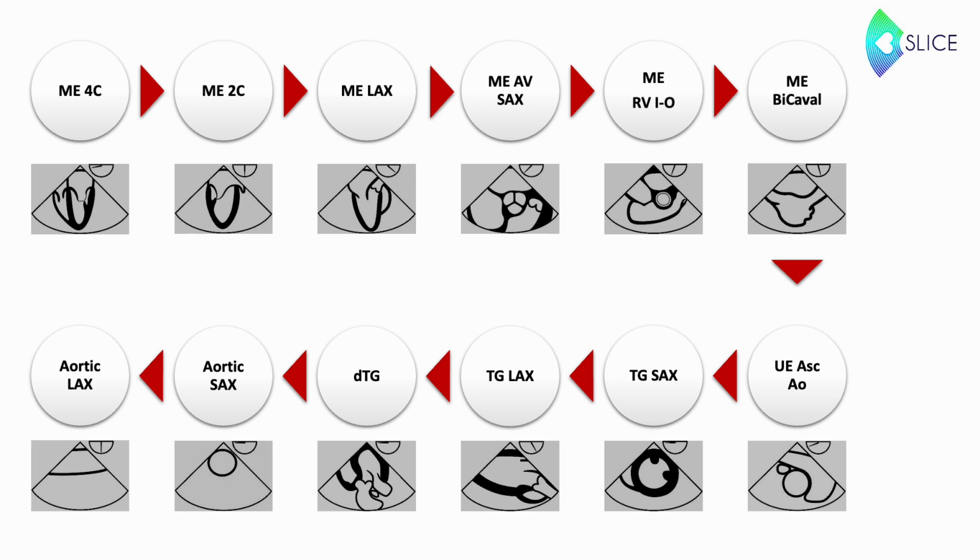To recap, we have covered the mid-esophageal 4 and 2 chamber and long axis views, the short axis view of the aortic valve, the mid-esophageal right ventricle inflow-outflow view, and the bicaval view. Then we moved the probe into the upper esophagus to assess the ascending aorta and the pulmonary artery. Then we moved the probe down into the stomach for the transgastric short and long axis windows, and further down for the deep transgastric window. For a 180-degree turn, we arrived to our last two views, the aortic short axis and long axis views.